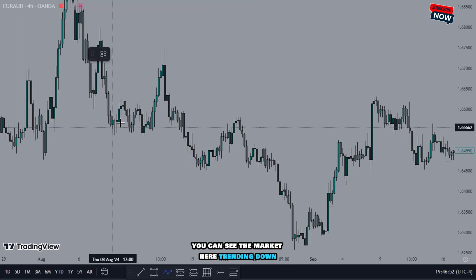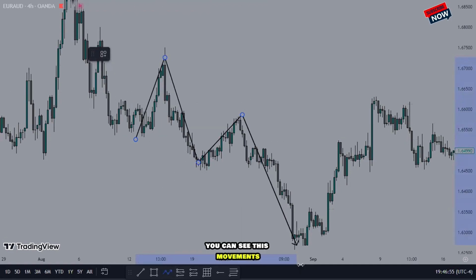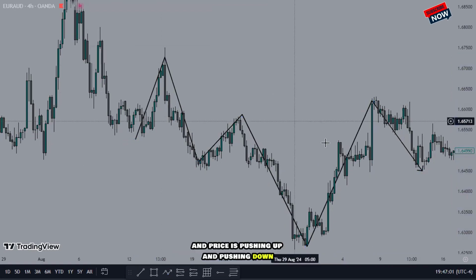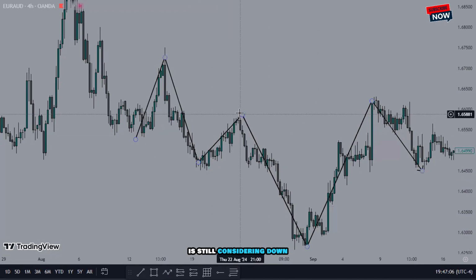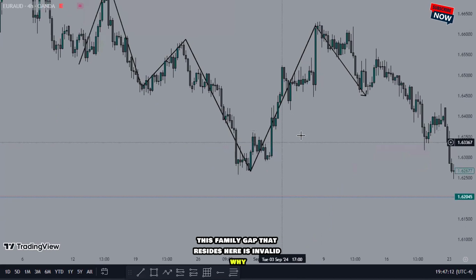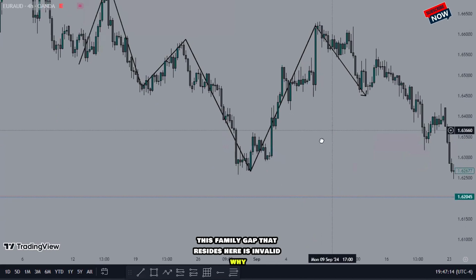Right, you can see the market here trending down. You can see this movement. This is a downtrend and price is pushing up and pushing down. Now this price here is in a downtrend. This is still a downtrend. It's still continuing down. In as much as we have a valid change of character here, this fair value gap that resides here is invalid.